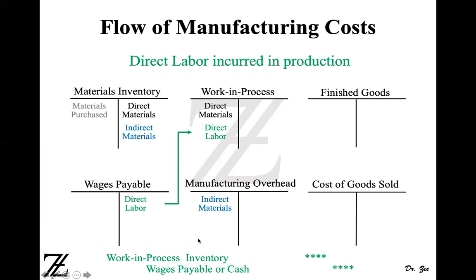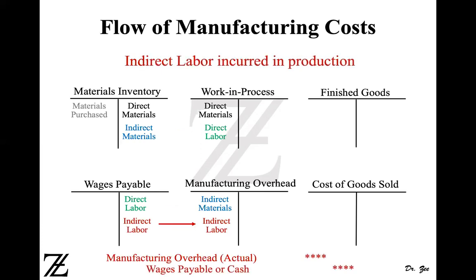The next is the indirect labor incurred in production. So wages payable account also consists of all kinds of labor, the direct labor and the indirect labor. The indirect labor goes from wages payable to manufacturing overhead actual, right? So you debit manufacturing overhead actual as shown in the journal entry, and you credit either wages payable or cash depending on how you are paying that.